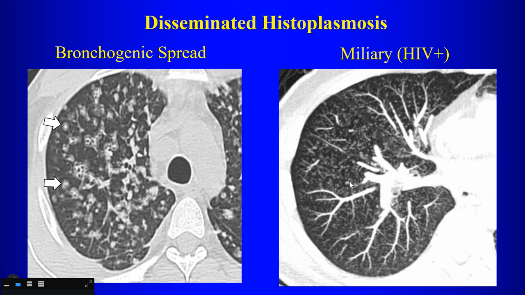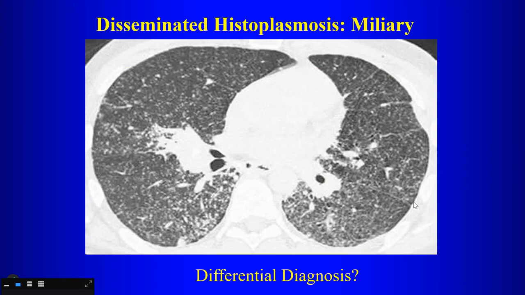And the distribution of the nodules would be? Random. Yes, random distribution. Just another example. You really can't differentiate it from the other causes of miliary nodules like tuberculosis or other fungal infections, right? So they would be in the differential.